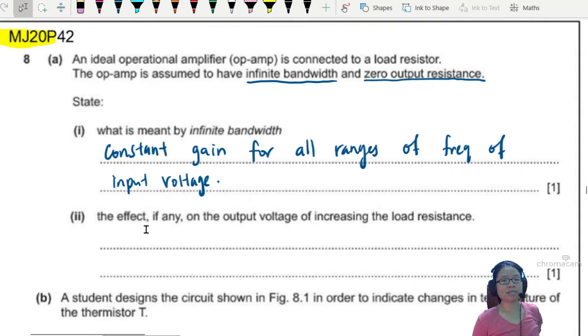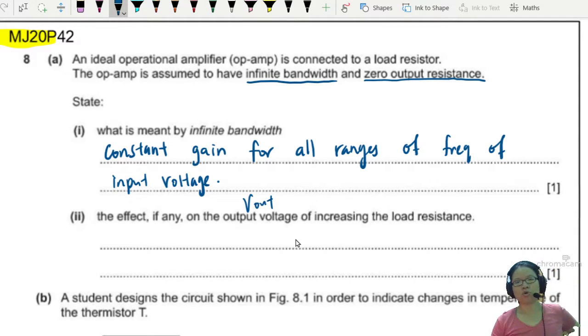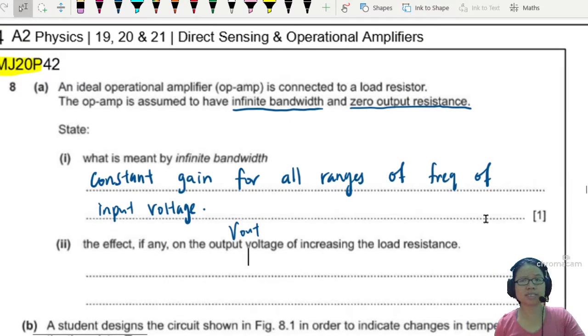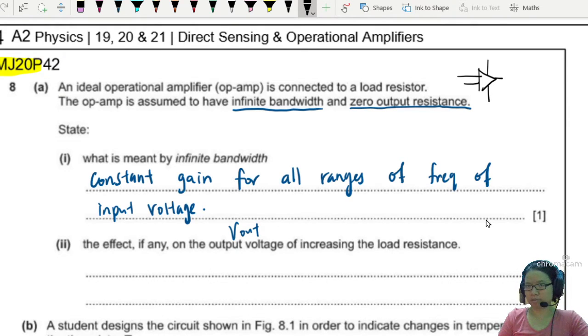Anyway, state the effect, if any, on the output voltage. You want to know whether V out will be affected by increasing the load resistance. Maybe in this case, it's better to draw the circuit. So you've got the op-amp, the good old feedback connection that I don't really care about here. What we care about is V out. V out is here. A bit small, but this V out is connected to a load resistor and then nothing else, so I'm going to assume that it is grounded.